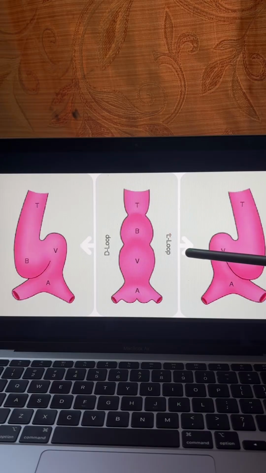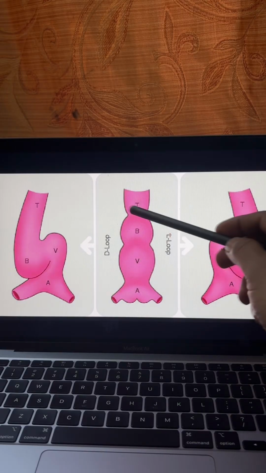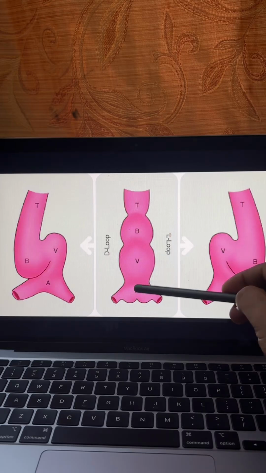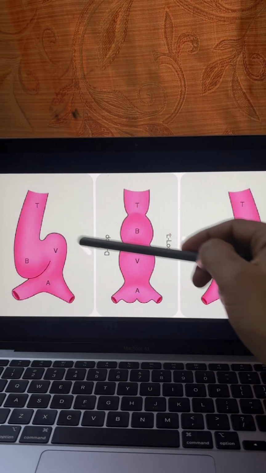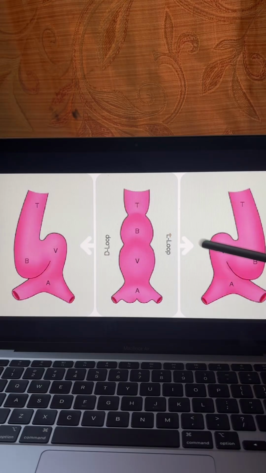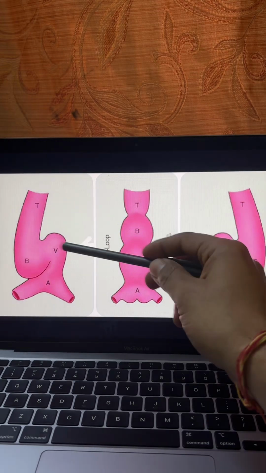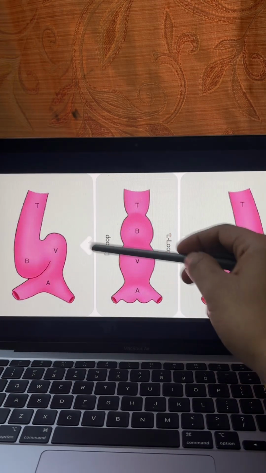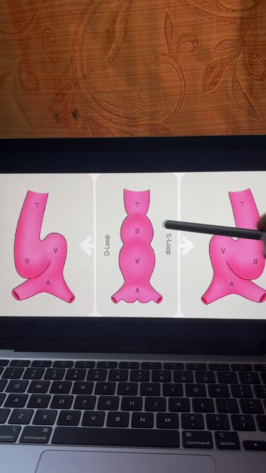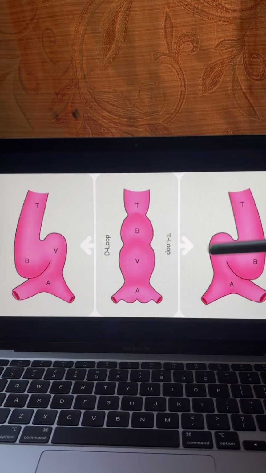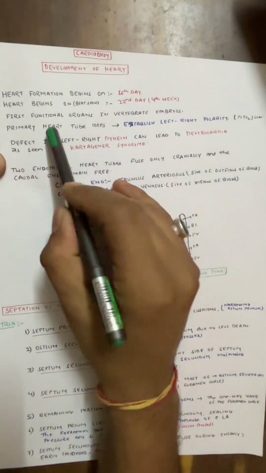Normally this straight tube will go into a D loop. But what if an L loop occurs? If an L loop occurs, then that will be dextrocardia, and your heart will be present on the right side. Normally the heart is present on the left side. So if D loop occurs, the heart will be on the left side, but if L looping occurs, the heart will be on the right side. That is called dextrocardia.